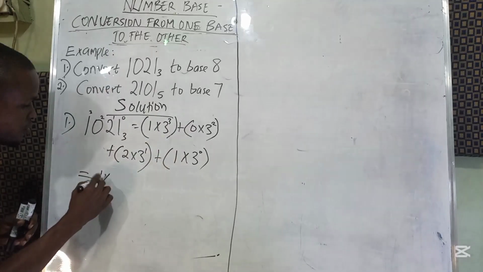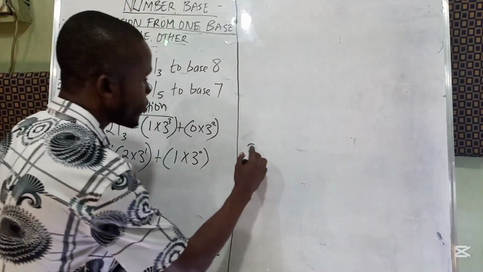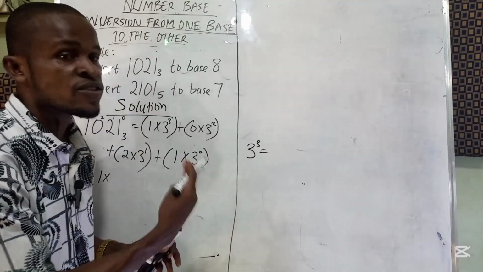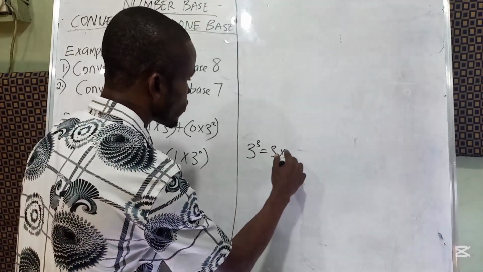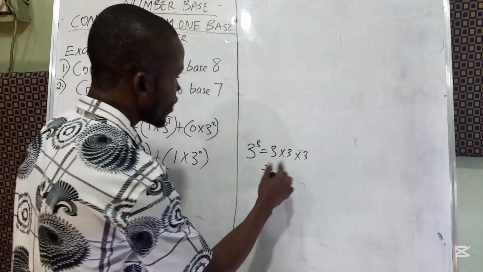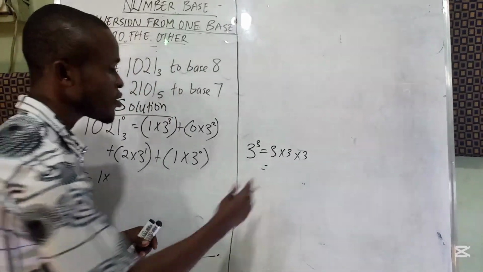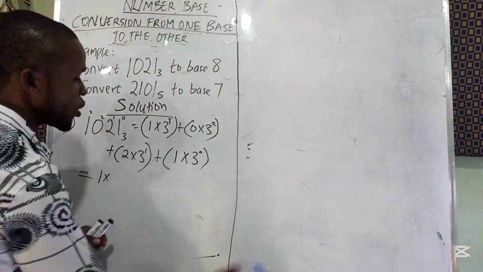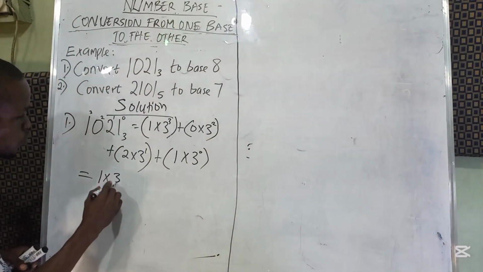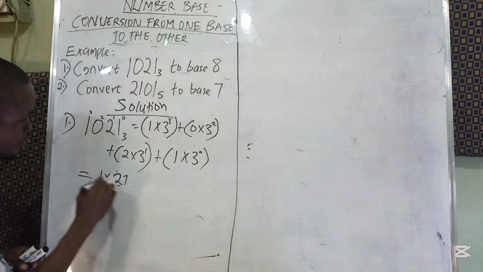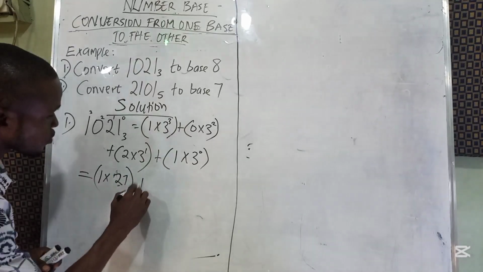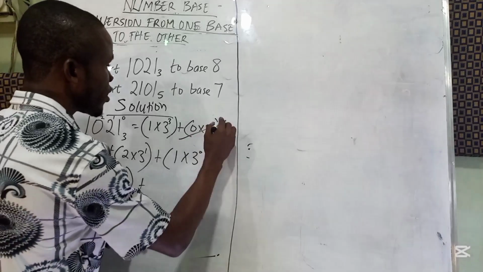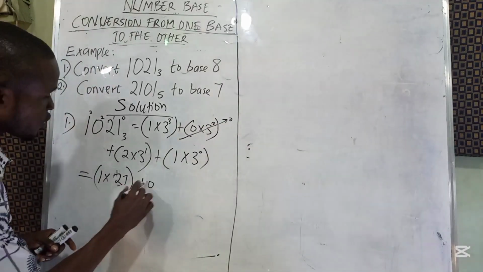the first number, we have 1 times 3 cube. From indices, 3 cube implies that we multiply 3 by itself 3 times. That gives us 3 times 3 times 3. 3 times 3 is what? Is 9. 9 times 3 is 27. So 3 cube is equal to 27. So that becomes 1 times 27. That's 27. All right? Plus, any number multiplied by 0 gives 0. So this automatically turns 0. So this is plus 0.